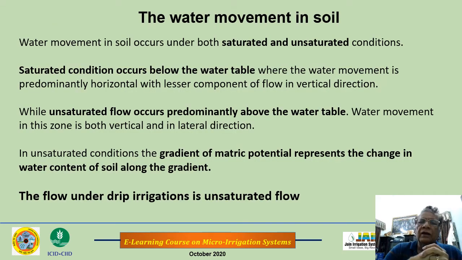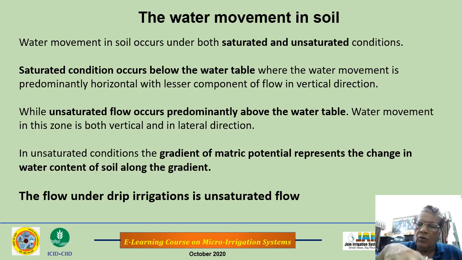Let's come to understand what happens within the soil. Water movement in the soil occurs under both situations, saturated as well as unsaturated flow. Saturated flow condition occurs only below the water table. And below the water table, there is hardly any movement in the vertical direction, and predominantly horizontal or lateral movement of water is more pronounced.